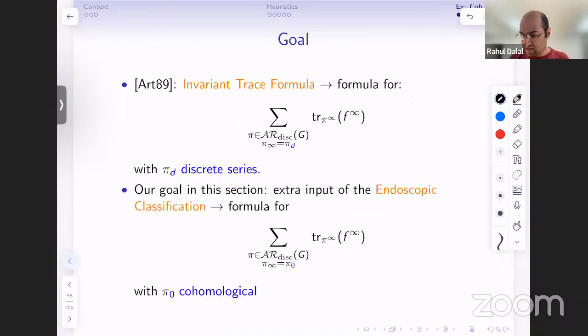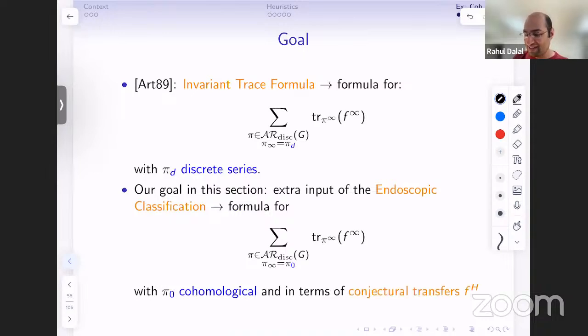Okay, so the goal in this section is, what we're going to do is change the blue on top to the blue on the bottom. We're going to take some extra input from the endoscopic classification and try to get a formula for, instead of fixing the infinite component to be a discrete series, we fix the infinite component to be an arbitrary cohomological representation.